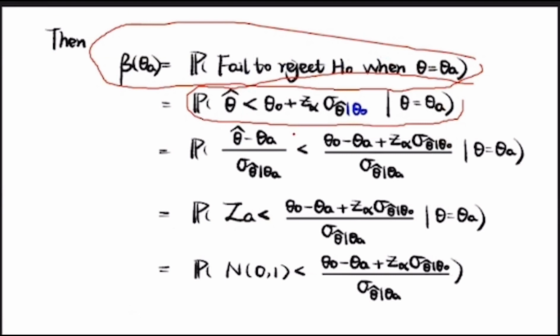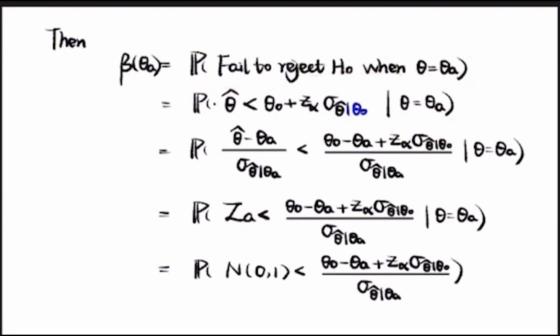Then after doing that, if I want to go from the second line to the third line, you know what I'm going to do? I'm going to subtract from this estimator. From the estimator, I'm going to subtract the value under the alternative. What is the value under the alternative? That is theta A. And I'm going to divide by the standard deviation of the value under the alternative. That is when you see sigma theta cap given theta A. Does that make sense? That is what I actually am going to introduce. That was what I did to both sides. So you can see this guy now.